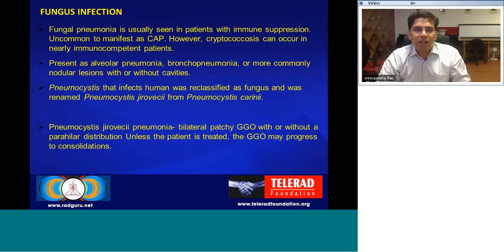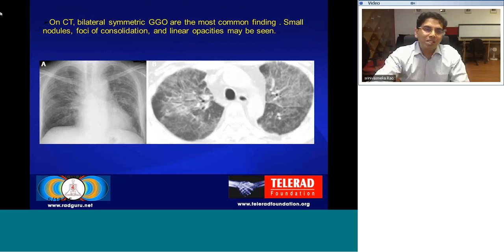Pneumocystis carinii pneumonia, which was reclassified as a fungus, is now called Pneumocystis jirovecii. It usually presents as bilateral ground glass opacities with or without parahilar distribution, and unless the patient is treated, may progress into consolidation. It is very difficult unless you have a history that the patient has HIV. That's when you can probably think of Pneumocystis jirovecii infection. This is how the Pneumocystis infection would look.